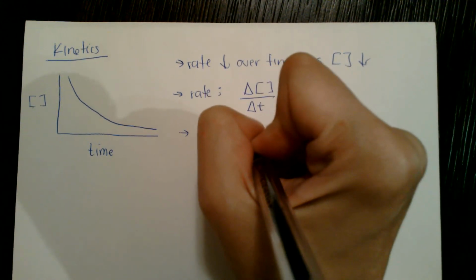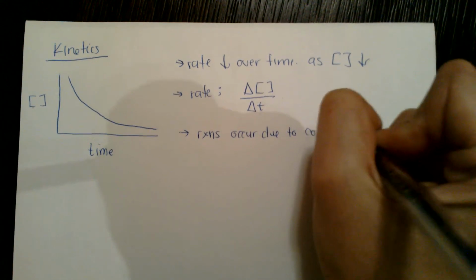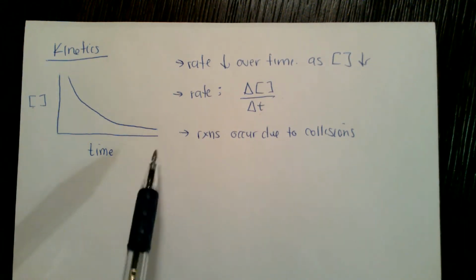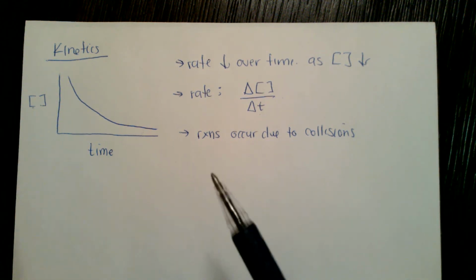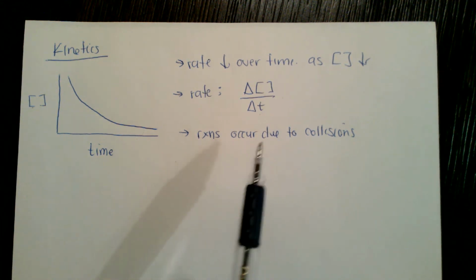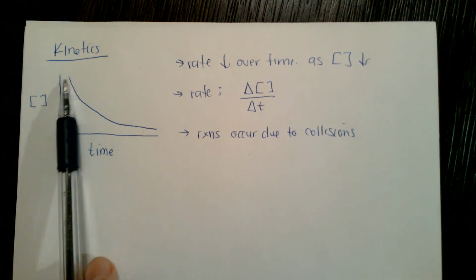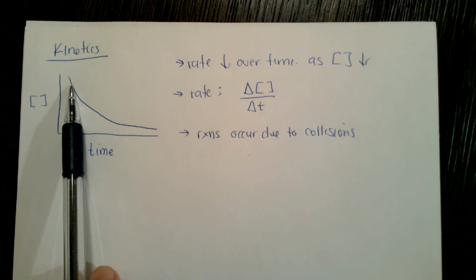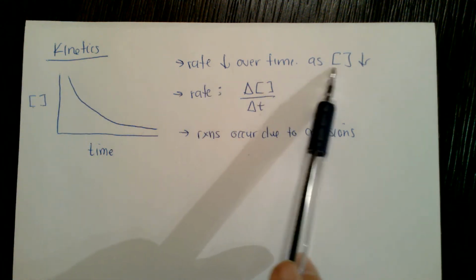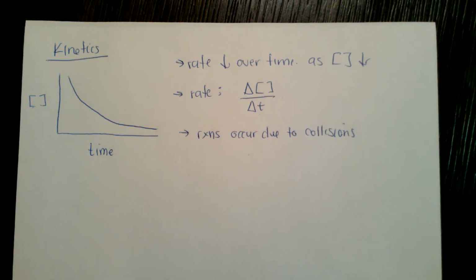Another thing to note: reactions occur due to collisions. In order for a particular reaction to occur, reactant A has to collide with reactant B to break bonds and form new bonds. So as you have lots and lots of A and B colliding all over the place, the reaction happens fast. But over time, as the concentrations of A and B decrease, A is colliding with B a lot less, so the rate decreases.